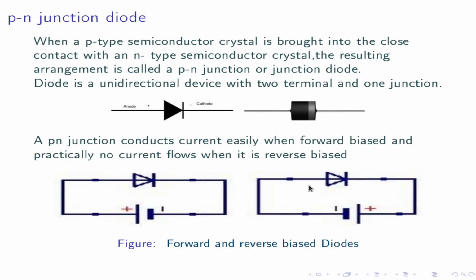And this is the reverse biased one. Here the positive of the diode is connected to the negative, and the diode offers heavy resistance to current and practically no current flows.